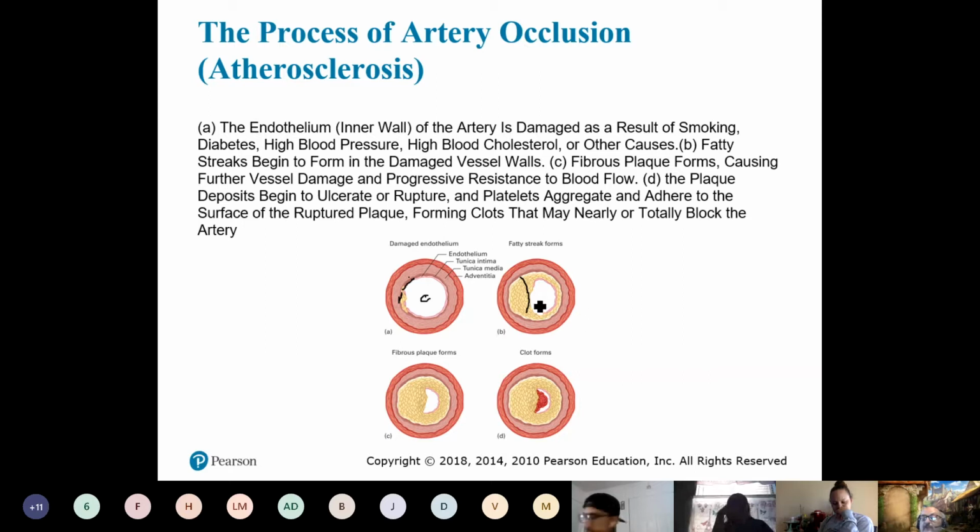So what happens to the blood flow through that diminished lumen opening? Decreased volume is going through. And what happens, and I think I've shown you guys this before. So if you have the buildup, right?